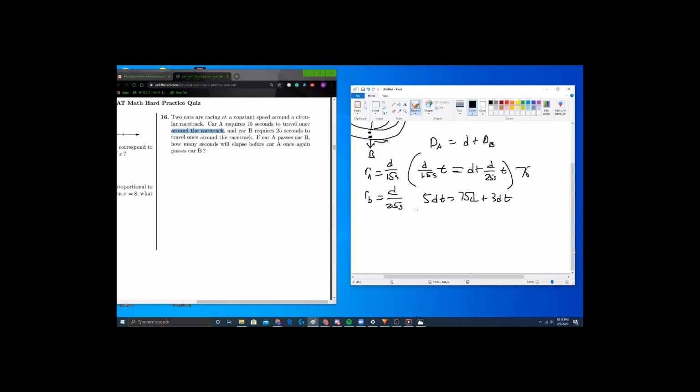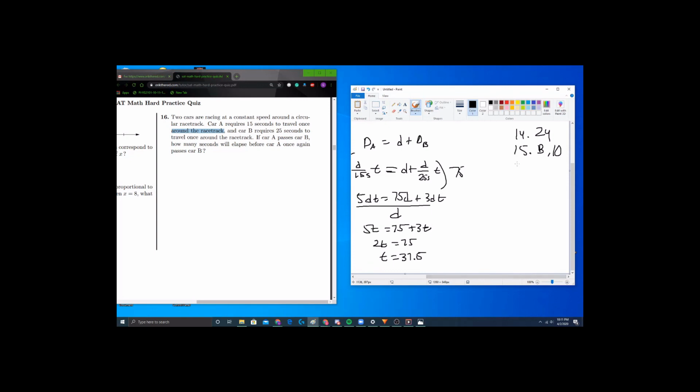Let's divide everything by D. So we have 5T equals 75 plus 3T. Let's get T on one side of the equation. 2T is equal to 75, and then 75 divided by 2. T is going to equal 37.5. So for number 16, our answer will be 37.5.